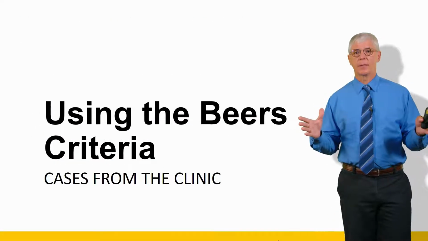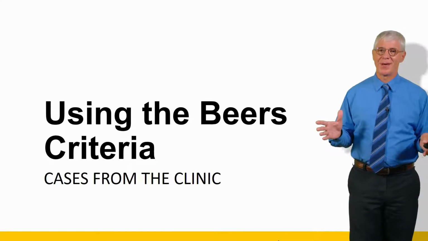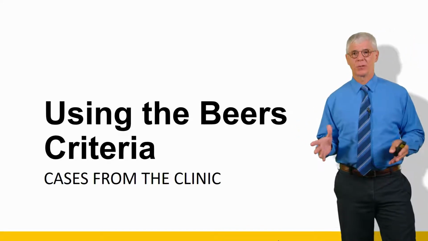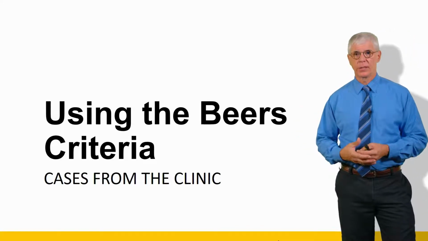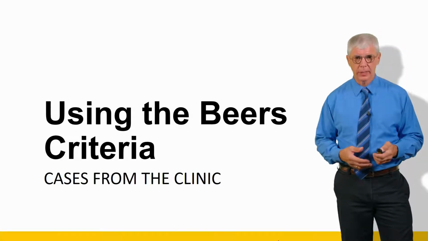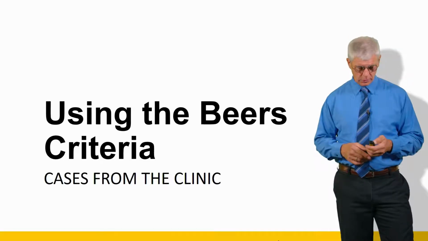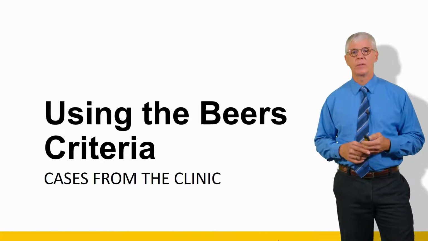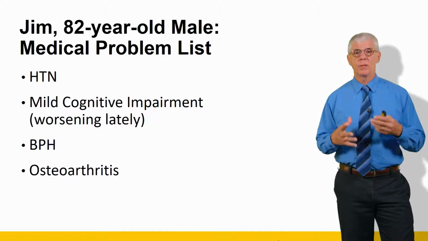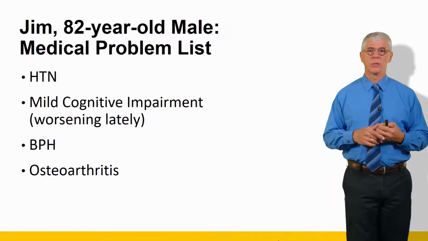Okay, so enough of that. Let's do something a little bit more fun now. Let's talk about using the Beers criteria, and these are cases from the clinic. The cases we're going to go through are amalgams of people I've seen over the years that I've worked in geriatric clinic and how I've used the Beers criteria to minimize the risk of their medication regimen.